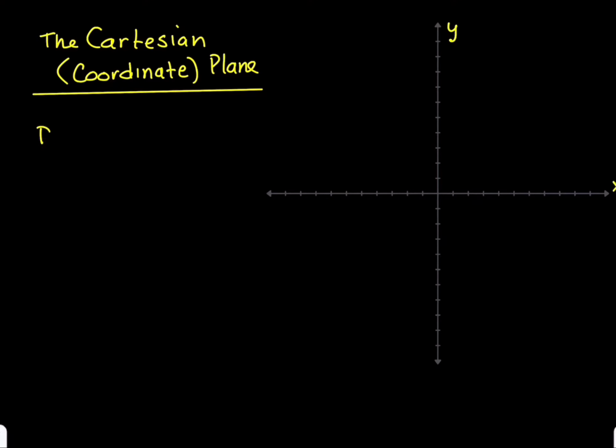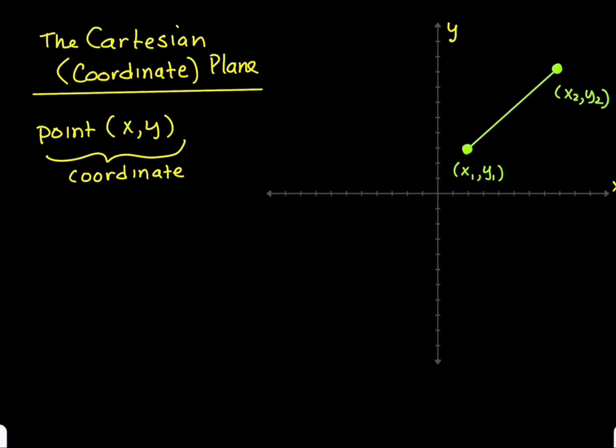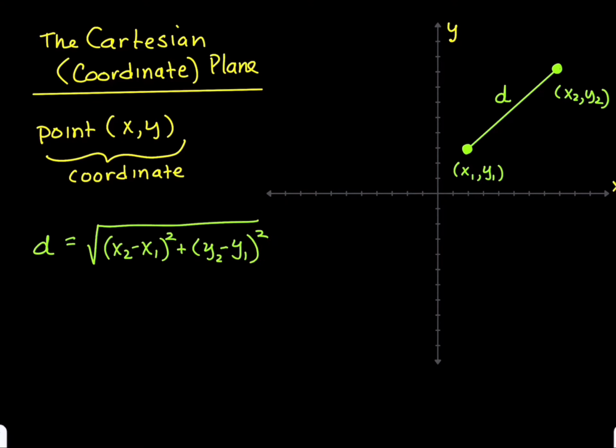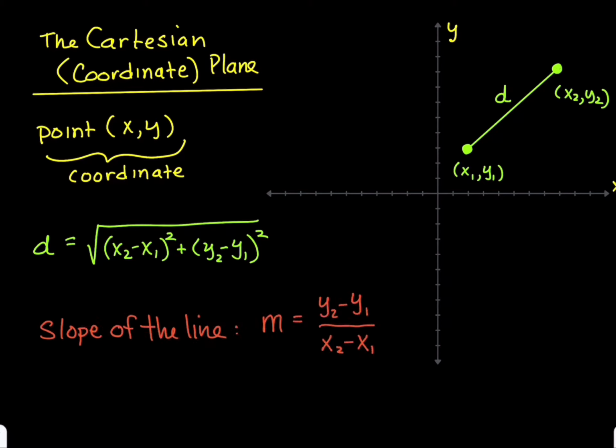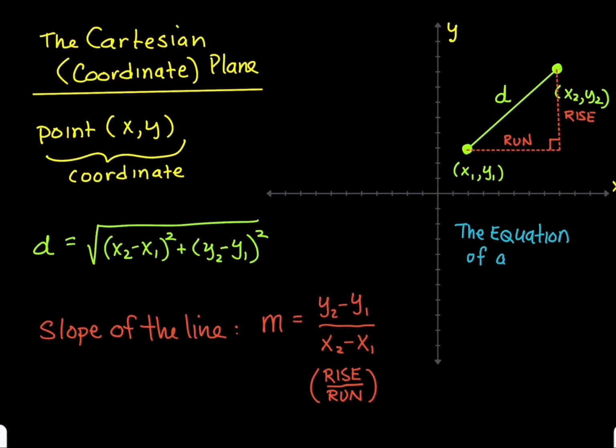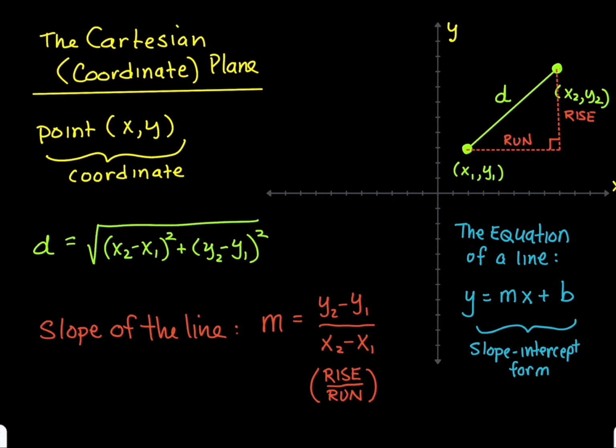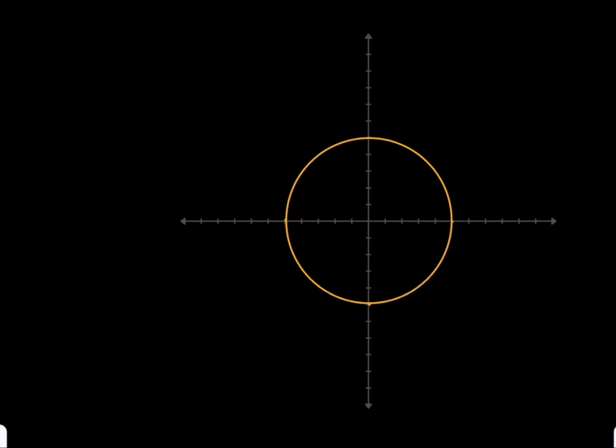So when we talk about the Cartesian plane, we're giving coordinates to the plane. A point (x, y) is a coordinate, and the distance between two points can be found using the distance formula. We can also find the slope of a line, which is the ratio of the rise over the run, or the horizontal and vertical length ratio. This helps us define the equation of a line, y equals mx plus b, in slope-intercept form.